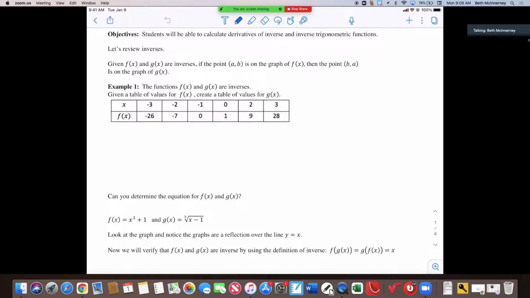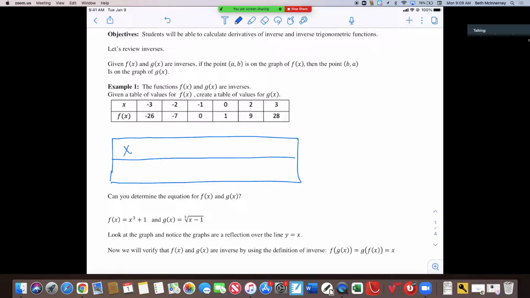Yeah, Katniss? What if you just switch out the columns so that all of the f of x values would now be the x values and all of the x values would now be the y values? Yes, that's exactly it. Nice job. So this will make it negative 26, negative 3. So all you're doing is switching the x and the y values.